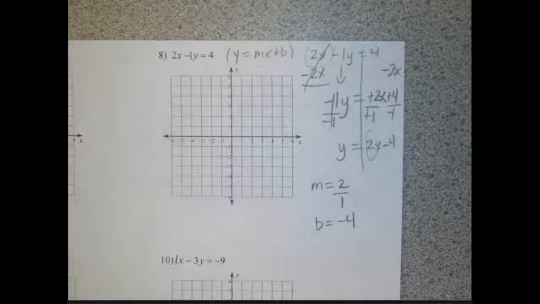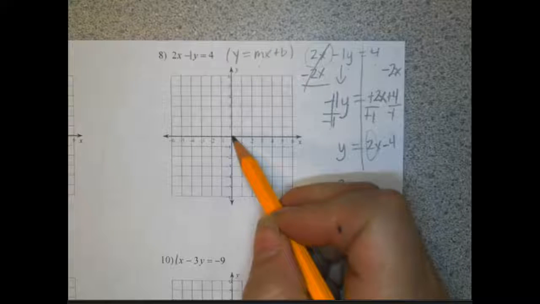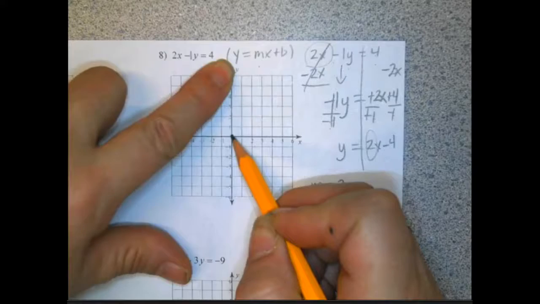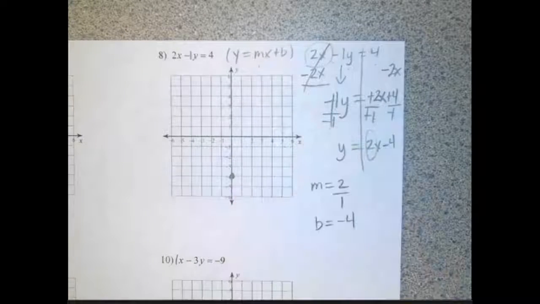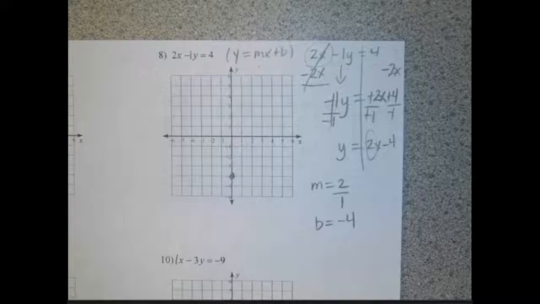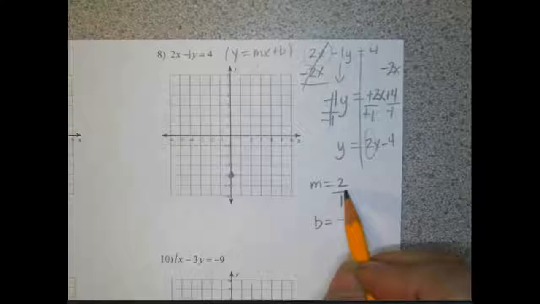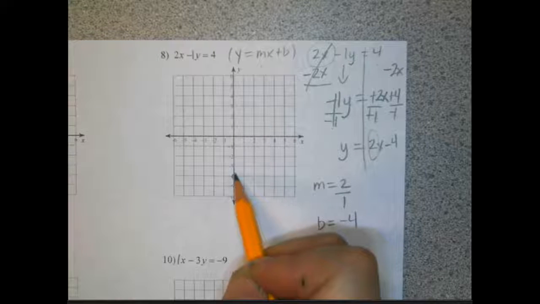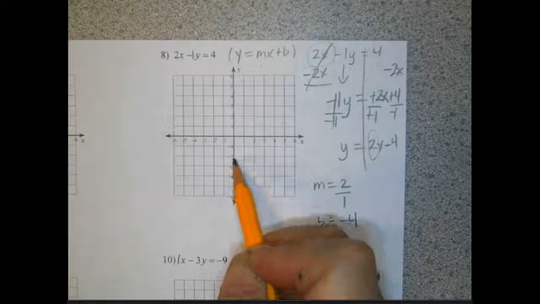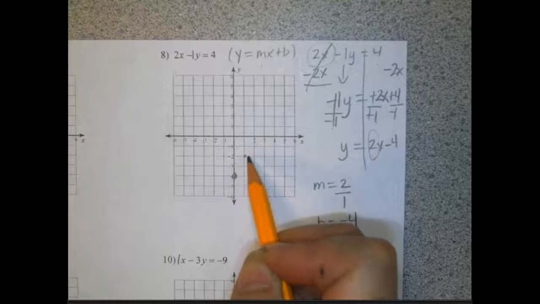So what's my starting point now on this graph? I'm going to go to my 0. It's always a y. I'm going to go down to negative 4, and I'm going to plot that point. So what is my slope going to be? Am I going to go up or down? Up 2, right 1. Let's throw another one in there.